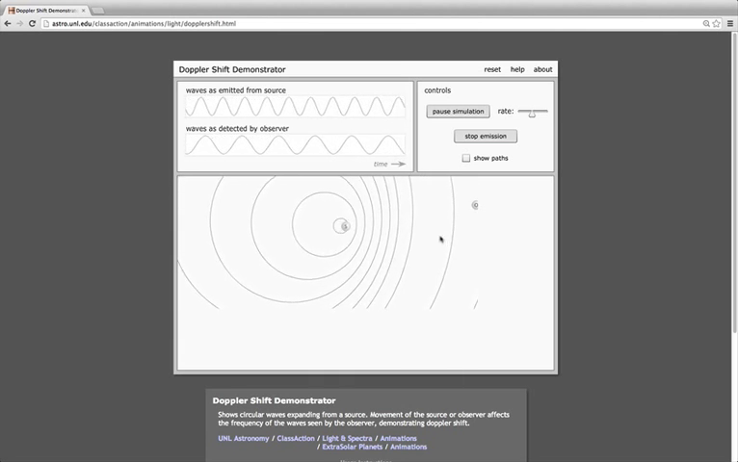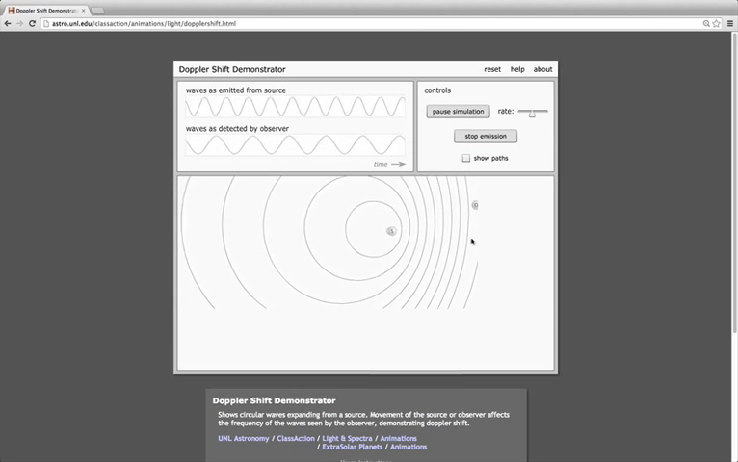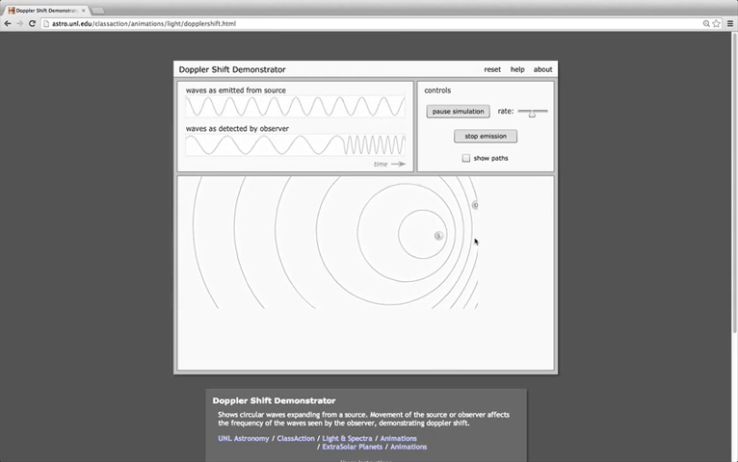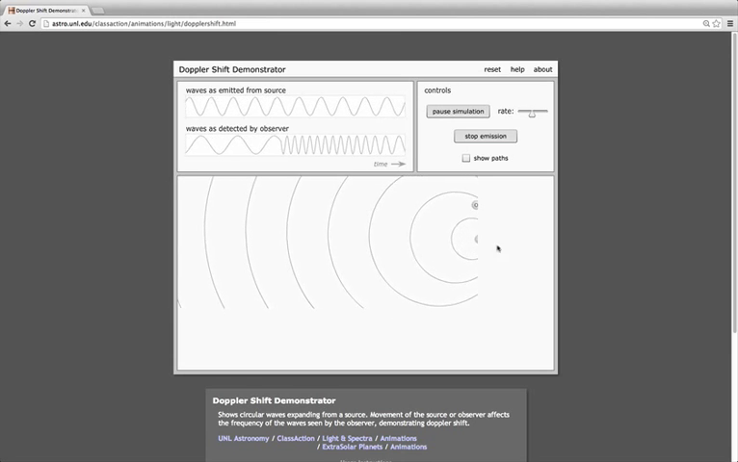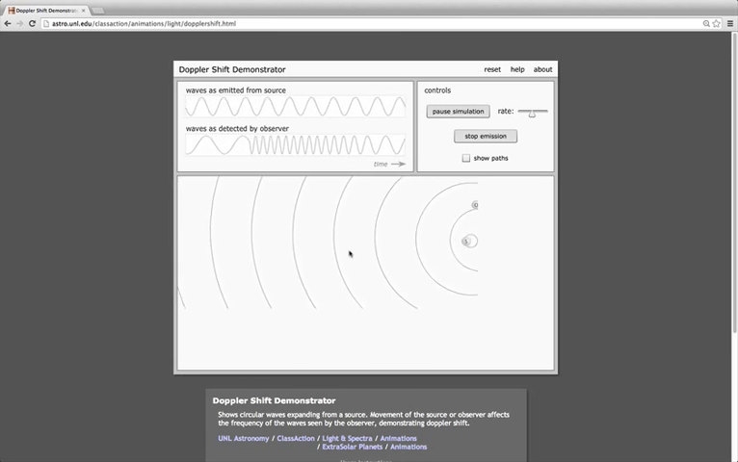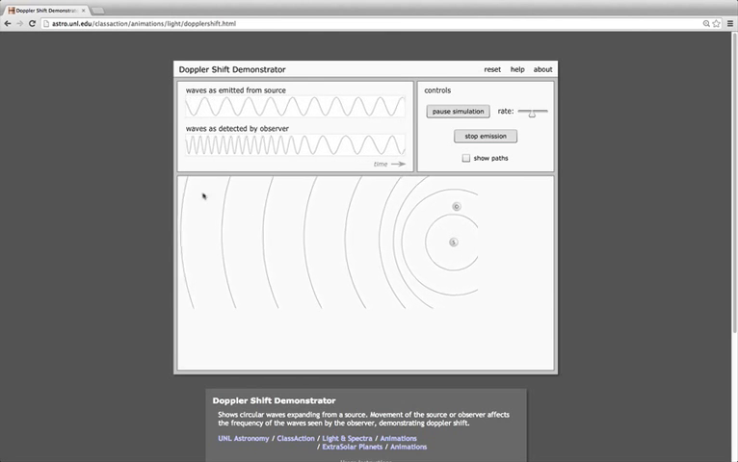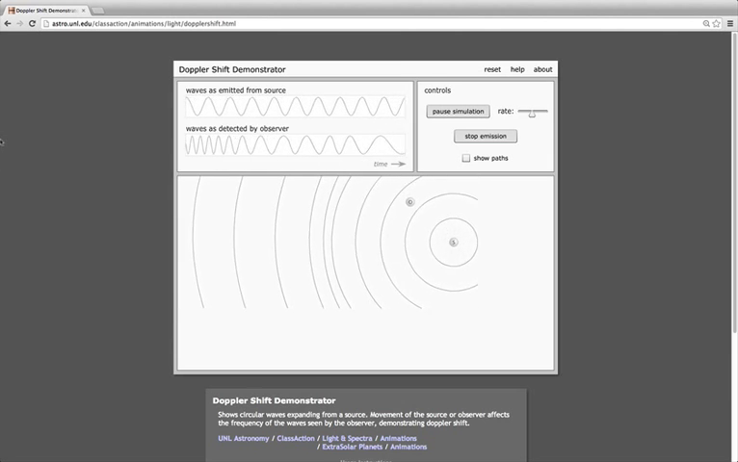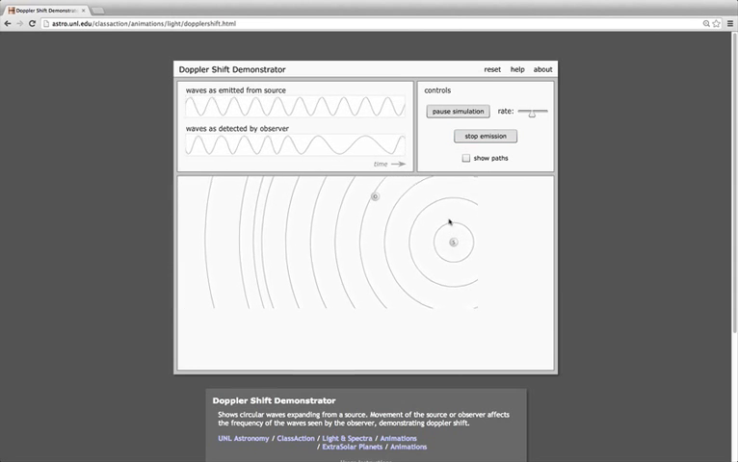But if I'm moving the source towards the observer, once those waves catch up to the observer, so there's also an effect of light travel time here, they're going to be compressed, and now I'm going to pass the observer. Oh, I guess I can't, I'm going to move the opposite way. Here, tell you what, let's move the observer so that we can pass him. So I'm going to move the observer here so that I can move the source so that it's first approaching the observer and then moving away from the observer.